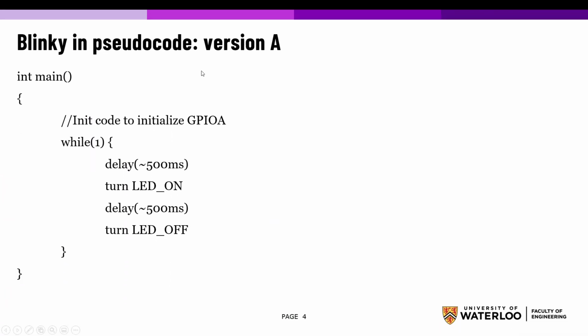So, Blinky in pseudocode, version A. There are two versions for this program. For more details, please refer to the manual. But basically the program will go something like this. You're going to write code inside the while loop, and I'm going to show you how it looks in assembly. But the idea is you can place your delay of 500 milliseconds, then you're going to turn the LED on, then you're going to apply another delay and turn the LED off. This is equivalent to what you have in that picture with the two different implementations, but in a flowchart diagram.